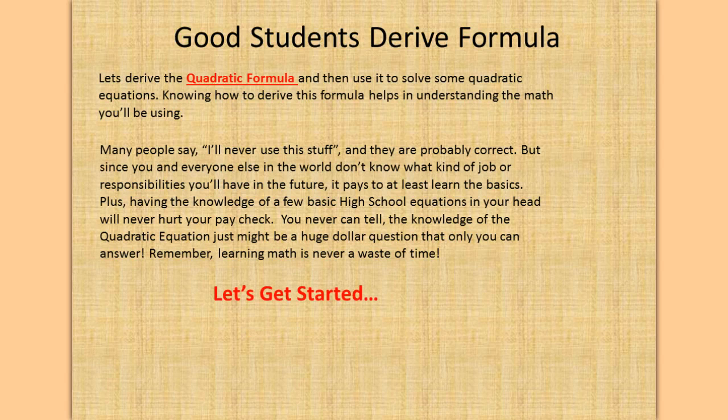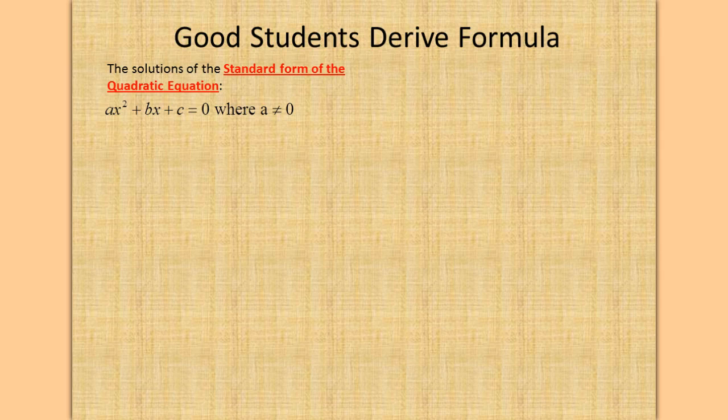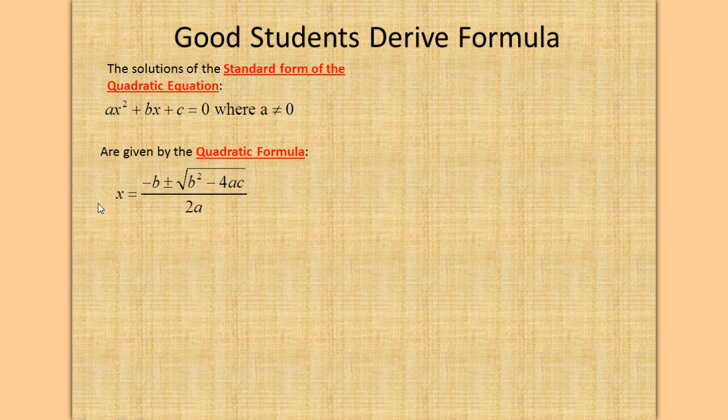Let's get started. So, okay, let's first look at the equation we're dealing with. The solutions of the standard form of the quadratic equation, ax squared plus bx plus c equals 0, where a is not equal to 0, are given by the quadratic formula. x equals minus b plus or minus the square root of b squared minus 4ac, divided by 2a. And as you can see, the quadratic formula has the same variables, a, b, and c in it.